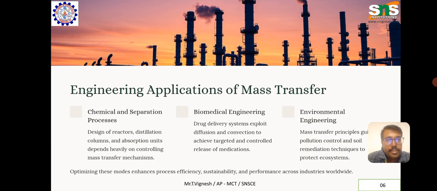In biomedical engineering, it applies to drug delivery systems and convection to achieve targeted and controlled release of medications. In the environmental aspect as well, if you want to control pollution and do soil remediation, you have to understand the concept of mass transfer. Optimizing these modes enhances process efficiency, sustainability, and performance across industries worldwide.